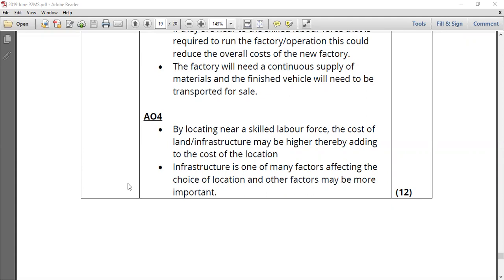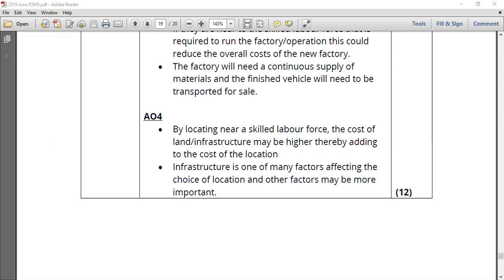So I think if you follow that structure, the definition, two advantages or two evaluation points, and the conclusion, you will be able to get 12 out of 12, and at the end you can easily reach the A star. Okay. I think that's the end of our 2019 June paper.